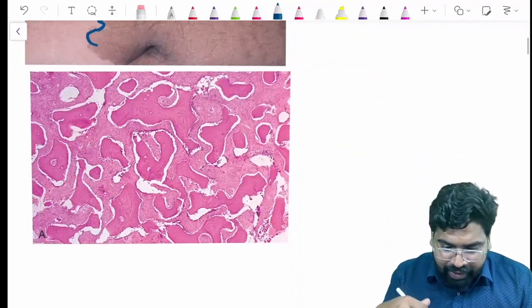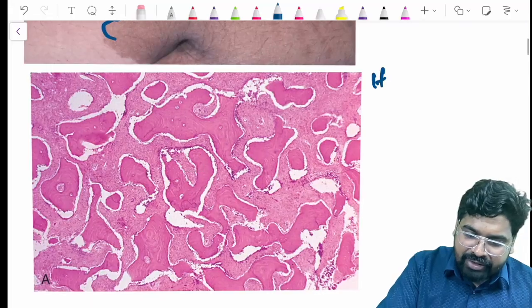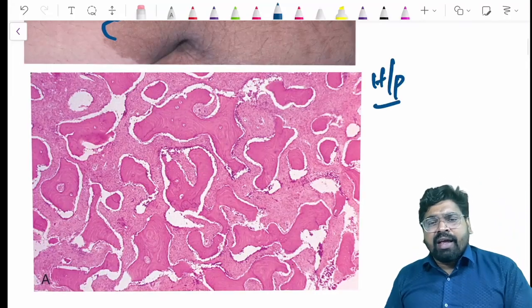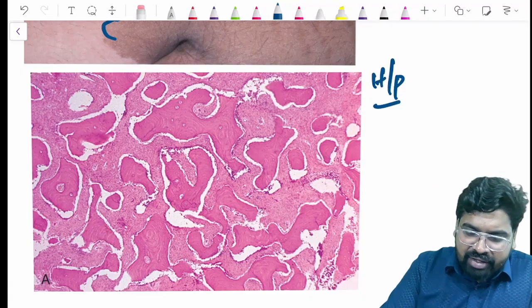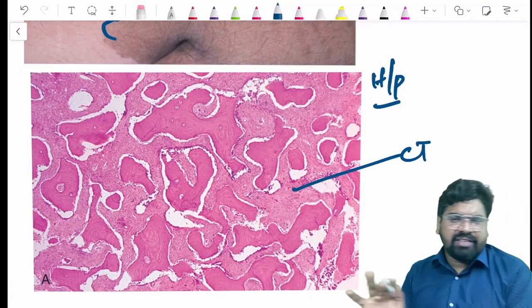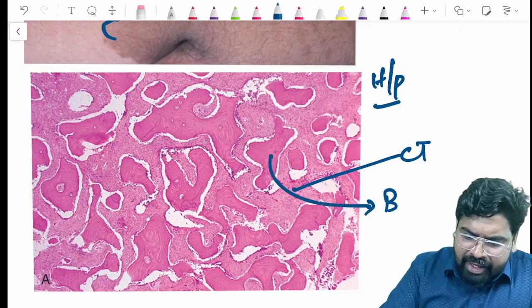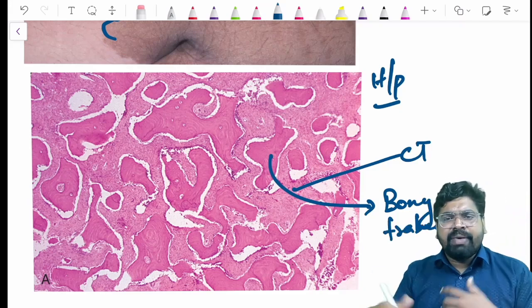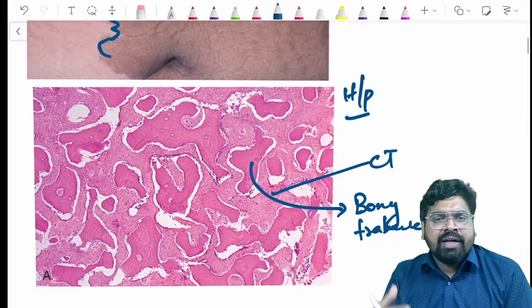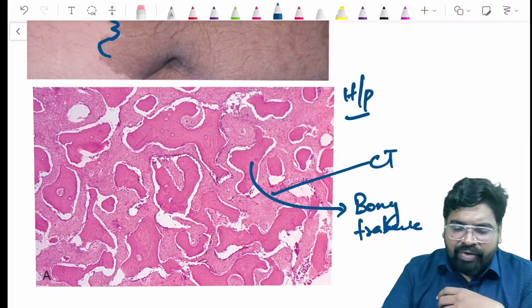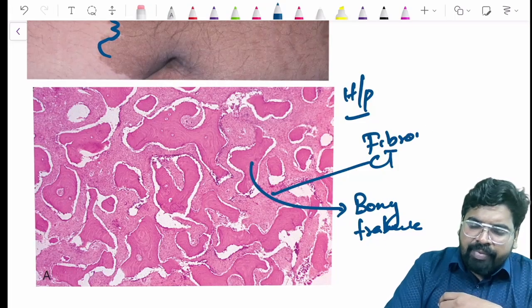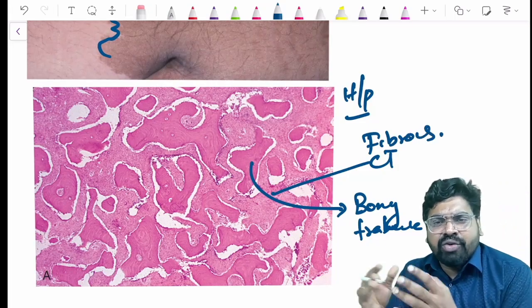Now, what about the histology? This is a histological picture. You can see all these are connective tissue areas. You can see the bony trabeculae here. Bony trabeculae means the bone is being formed in the fibrous connective tissue. That's why it is called a fibro-osseous lesion.